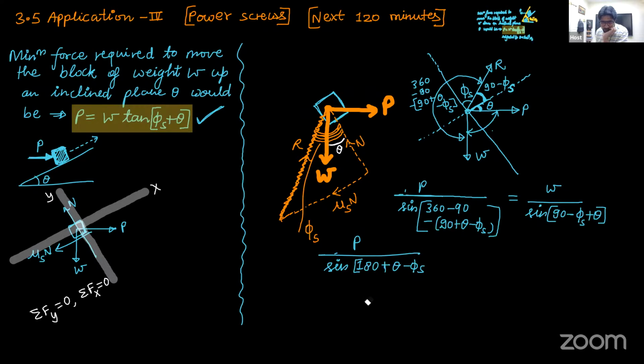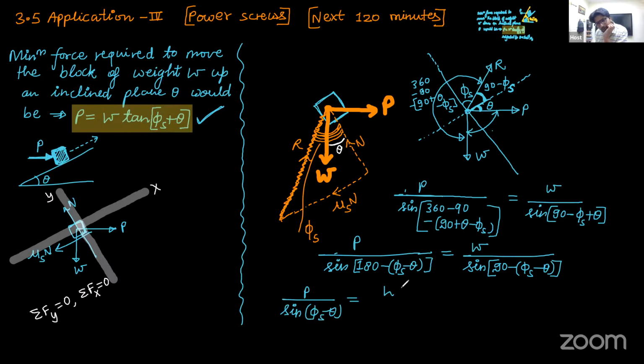In fact, I can take the minus sign common. If I take the minus sign common, I will have phi s minus theta. And on the right hand side, I have W upon sine 90. Once again, I take the minus sign common, and I'm going to get phi s minus theta. Sine 180 minus something becomes sine itself, but sine 90 minus something becomes cos. I get sine phi s minus theta, and on the right hand side, that becomes cos phi s minus theta.